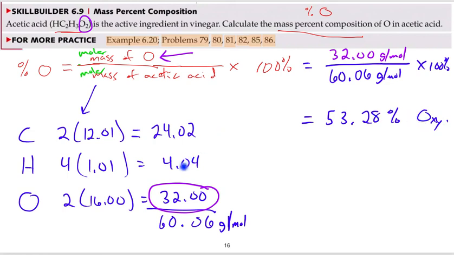All right, and you could determine the percentages of the other 2 as well, if you wanted to. In the next video for Chapter 6, we'll look at empirical and molecular formula calculations.